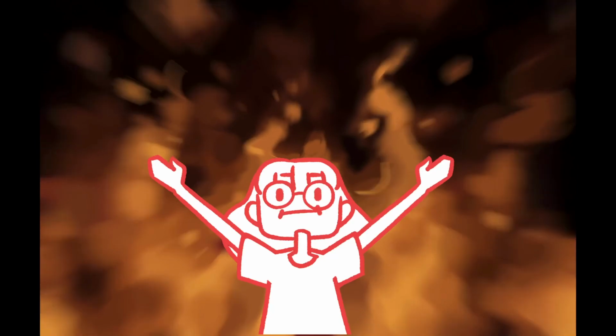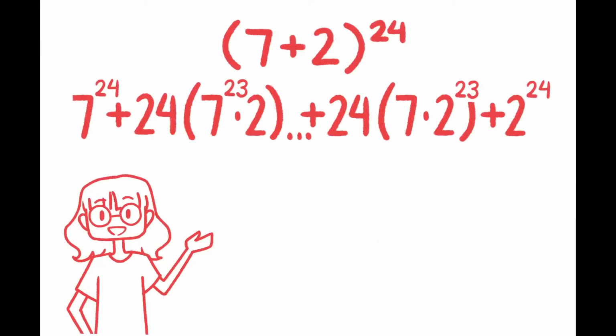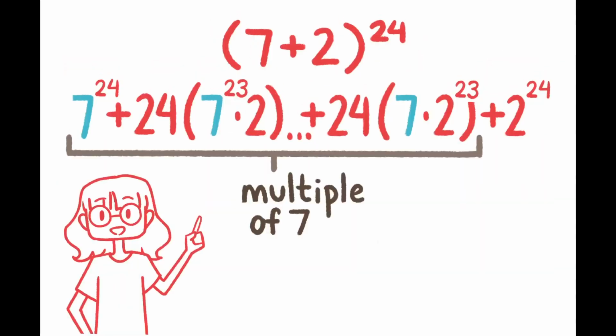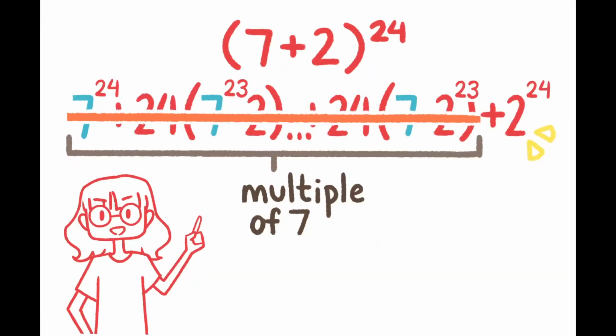You might be wondering what this has to do with the previous problem. Don't worry, it's all coming together. All this means is that if we expanded (7 plus 2) to the power of 24, all terms would be a multiple of 7 except the last one, as shown here. Because we only care about the remainder and don't want any multiple of 7 in our answer, we will disregard every product with a 7 and focus on 2 to the power of 24.